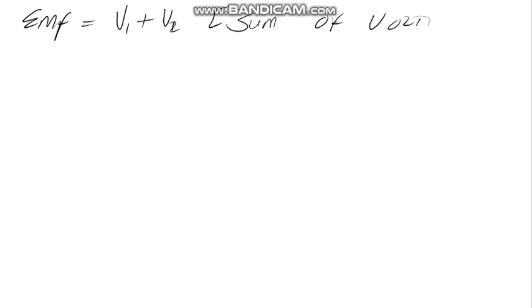Okay, since we are still on the series circuit, I showed you previously how to do the EMF. I said for a series circuit, the EMF, you have to consider the internal resistance also. So EMF is equal to the sum of the voltages V1, V2, V3. So EMF is the sum of voltages across the circuit.